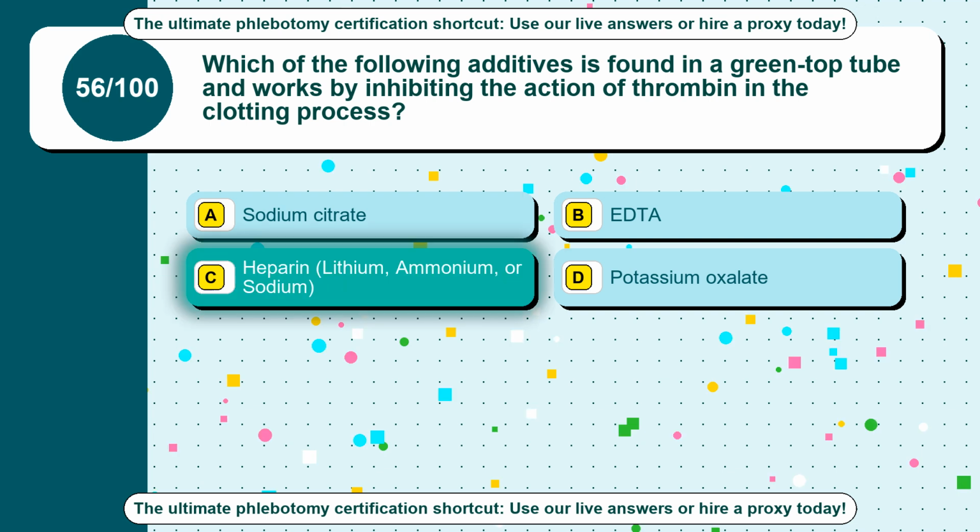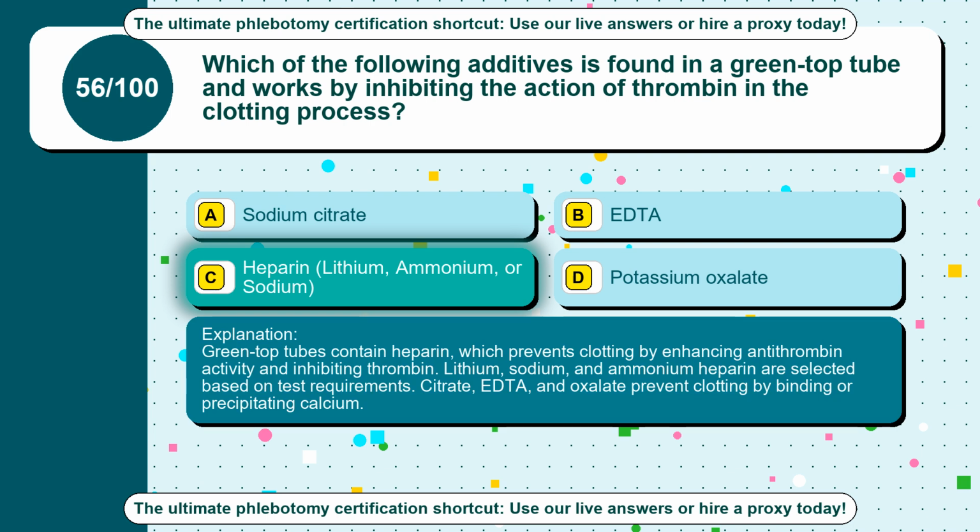Heparin, lithium, ammonium, or sodium. Green top tubes contain heparin, which prevents clotting by enhancing antithrombin activity and inhibiting thrombin. Lithium, sodium, and ammonium heparin are selected based on test requirements. Citrate, EDTA, and oxalate prevent clotting by binding or precipitating calcium.